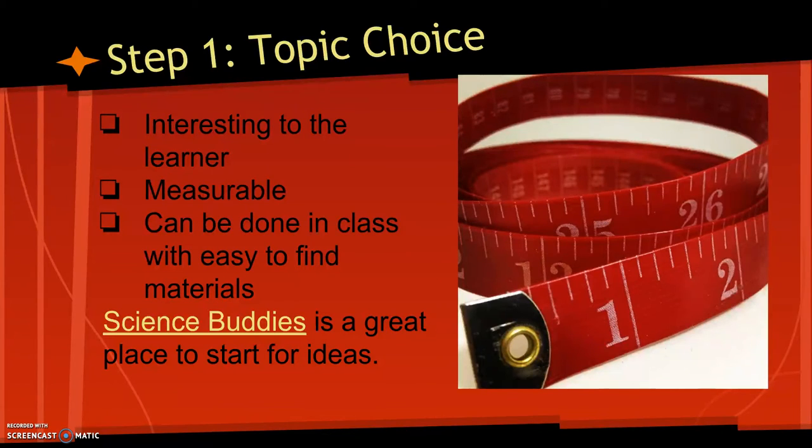And when we're talking about something being measurable, it means you can count it, like the number of pennies or the number of cycles, or you could measure the amount of time, like with a stopwatch, or you could measure how far something goes with a meter stick. Science Buddies is a website, and it's a great place to start for ideas, but not all things on Science Buddies will work for this type of project.